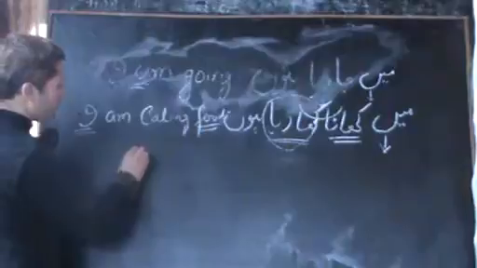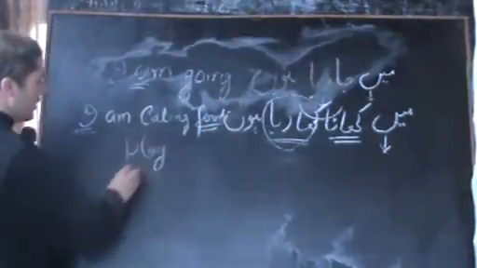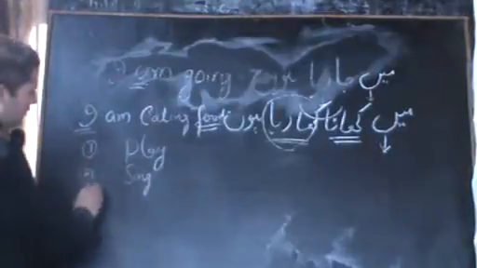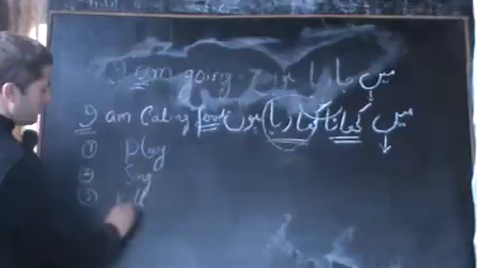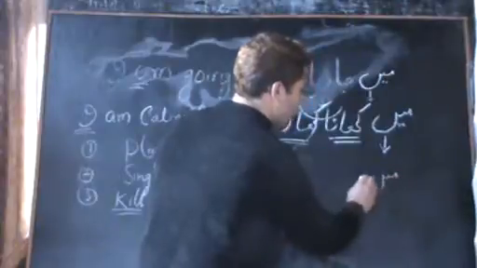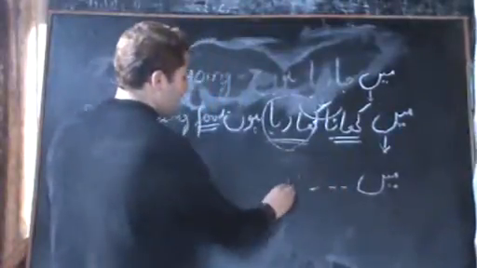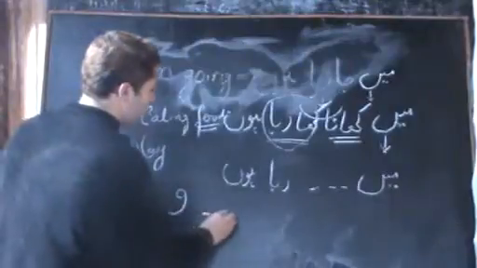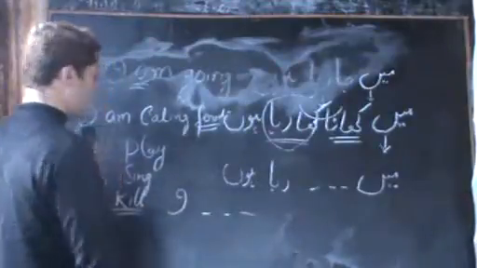I'll write some verbs. Play is the first verb, then sing, kill. So these are three verbs, and we'll make the translation based on these verbs. First, I'll write one sentence: main dash dash raha. And in English, I will also write I dash dash dash. This is called the linear relationship, the syntagmatic pattern of language. Then we'll go for the vertical relationship, and I will show you the way.